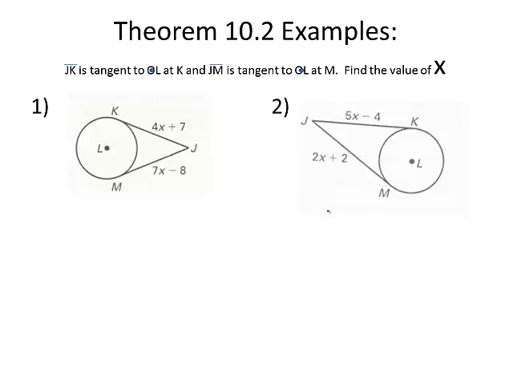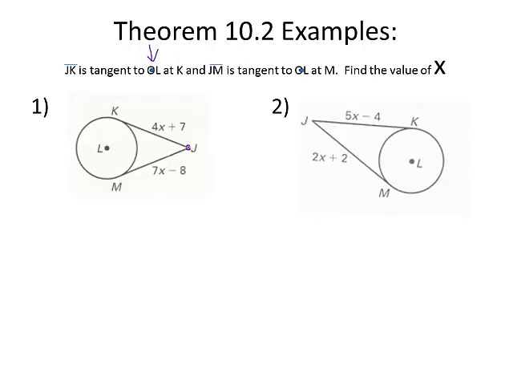Okay, and theorem 10.2 examples. I tell you in the directions that JK is tangent to circle L at K. Again, that's what this notation says. Circle with center L at K. And JM is tangent to circle L at point M. So that means they originate from the same point, the exterior point. So what I'm trying to find is the value of x.